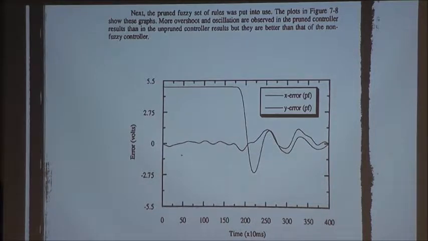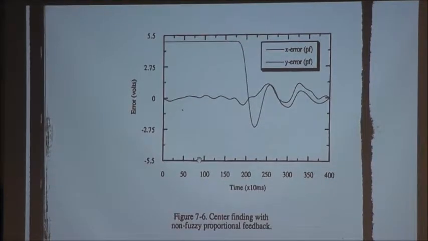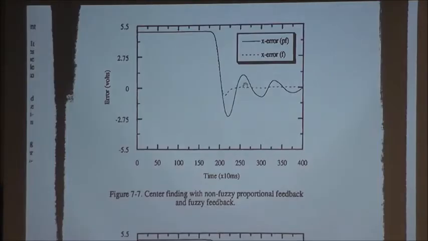Okay. So center finding with non-fuzzy, sorry about that. This is non-fuzzy proportional feedback. Okay. I think that F is wrong. PF shouldn't be there. Designation is wrong. So this is actually crisp control. Okay, it's like a PD control. When you feed back the error, the change of error is the same as PD control.